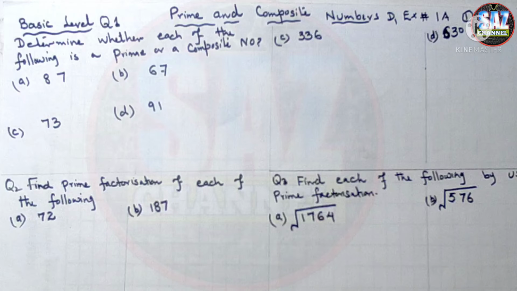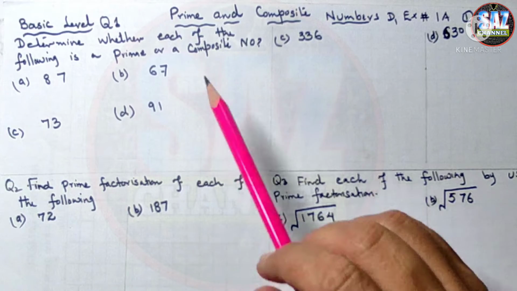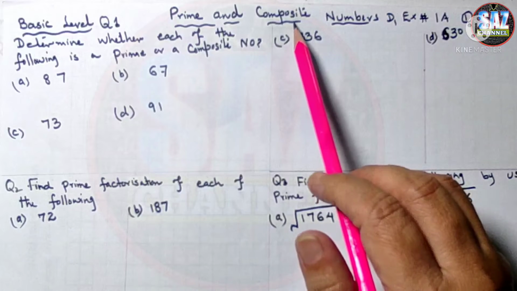This is my first lesson of D1 chapter number 1 exercise 1A, that is about the prime and composite numbers. Before going to the lesson, there are some key points that I want to discuss: what are the prime numbers and what are the composite numbers.